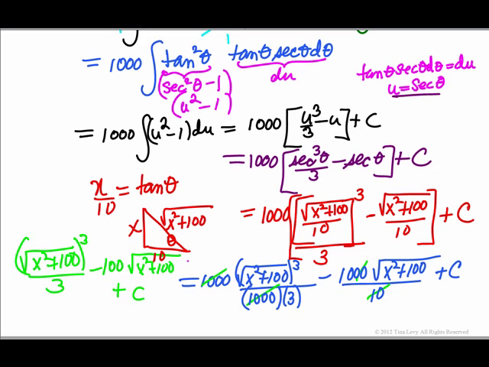If I wanted to get fancy, I could write this answer as square root of x squared plus 100 over 3 times x squared minus 200 plus a constant.